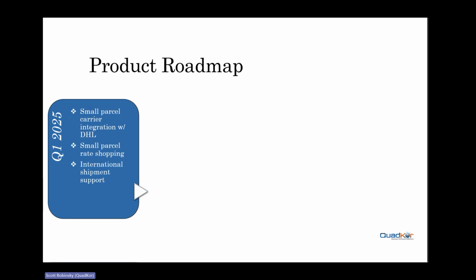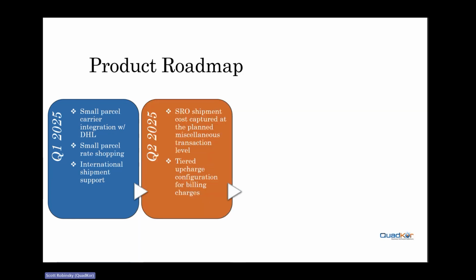From a roadmap standpoint, we have Q1 behind us where we've successfully introduced an additional carrier in DHL. We've also introduced small parcel rate shopping and international support as well. For Q2, we're giving our customers the ability to capture the cost at a miscellaneous transaction level for service orders.